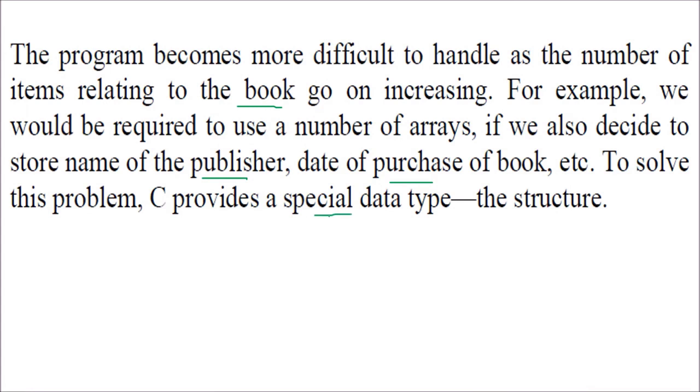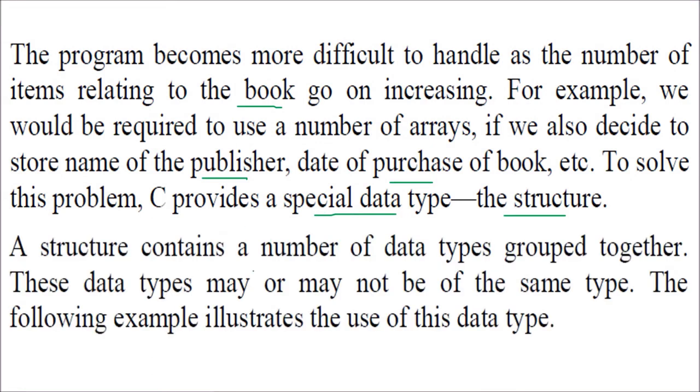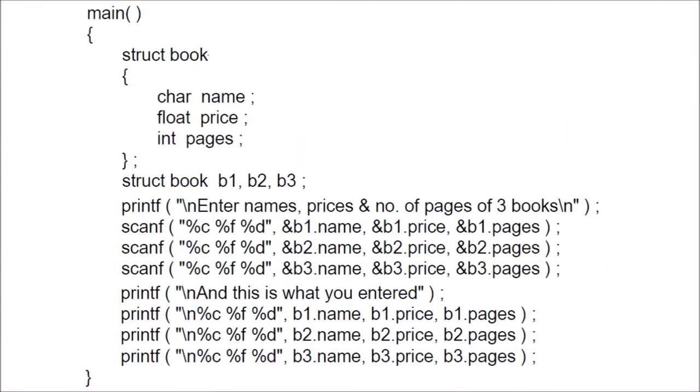So C provides a special data type for that, and this is a structure. Please understand that a structure is a special data type. So a structure contains a number of data types together, or you can say dissimilar data types together, and these data types may or may not be of the same type. Let us see the book example with a structure.